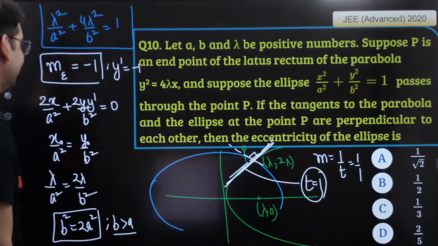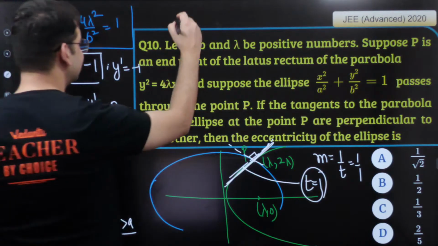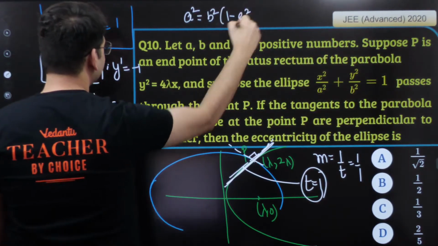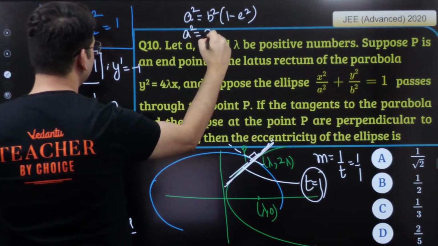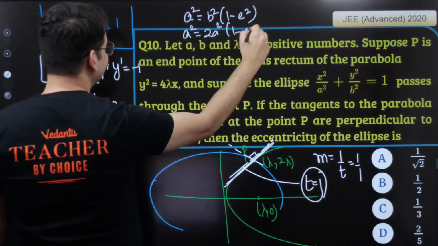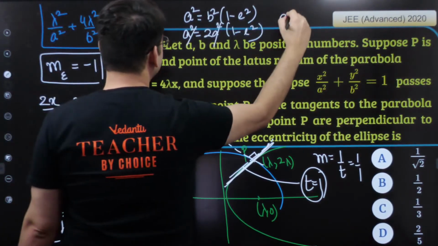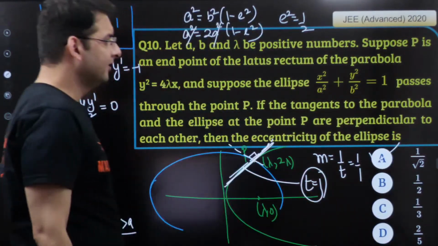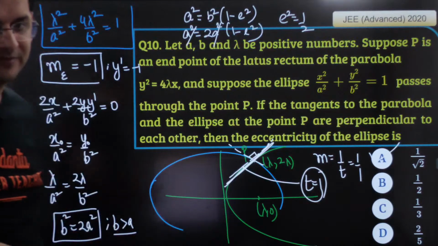Eccentricity is simple now. Since it's a vertical ellipse, we have a square is equal to b square into 1 minus e square. So a square is equal to 2a square into 1 minus e square. I think we are done now. So e square is equal to half. e is going to be 1 by root 2. 1 by root 2 means option A.